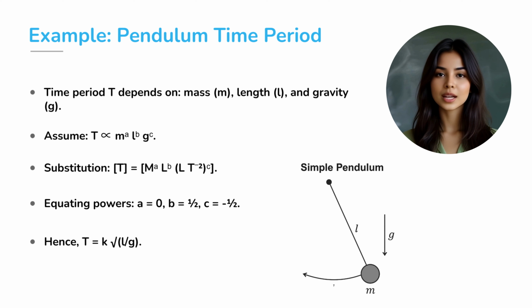As you can see in the diagram of a pendulum, the bob swings back and forth, and the time it takes depends only on the length of the string and gravity, not the mass of the bob. This is a beautiful confirmation of real experiments.